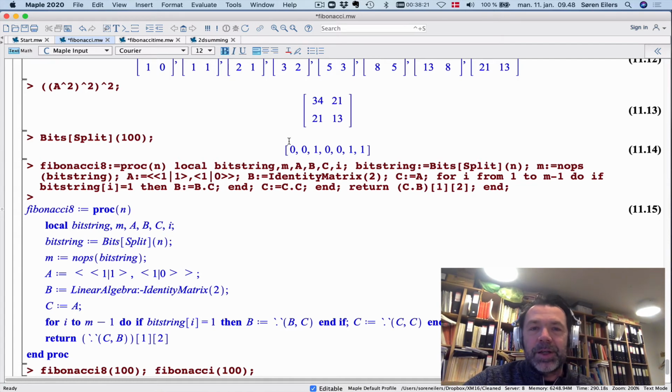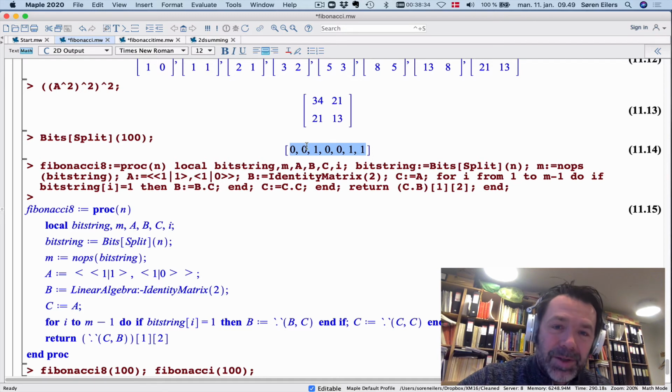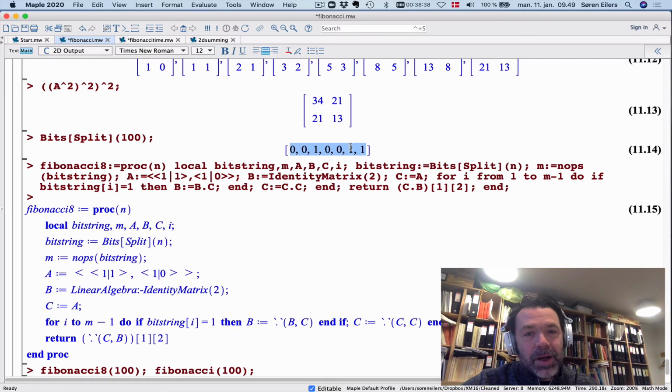This is like a bit string, so I have the digits of the binary number corresponding to the decimal number 100. So 100 is 64 plus 32 plus 4. And so I'm just asking Maple to do this for me.